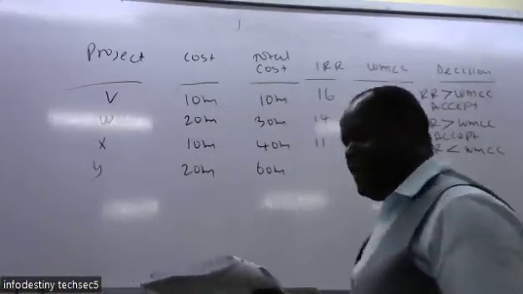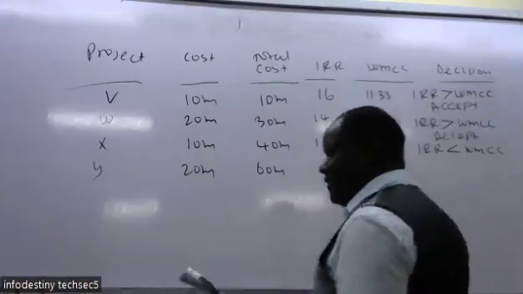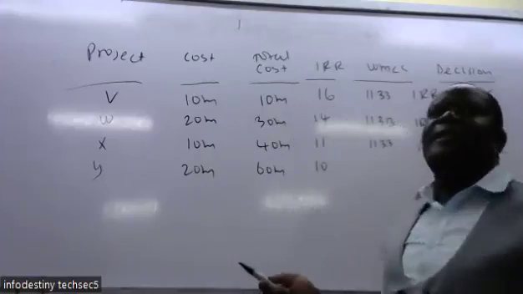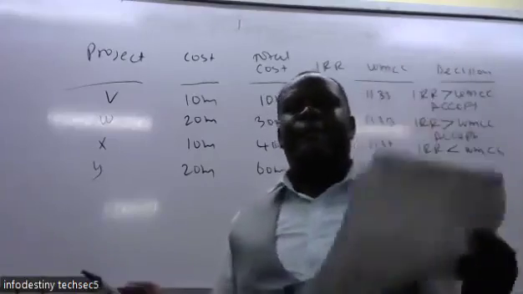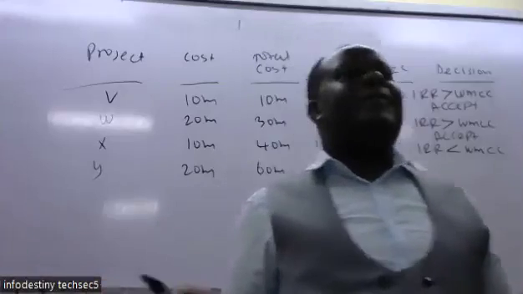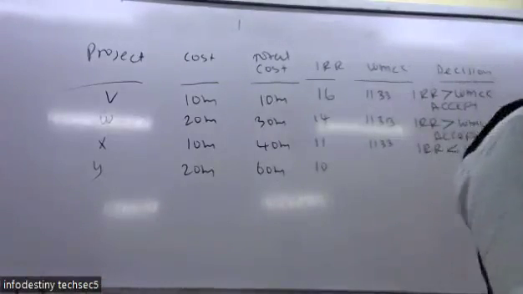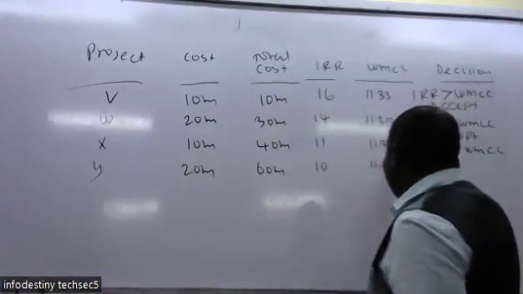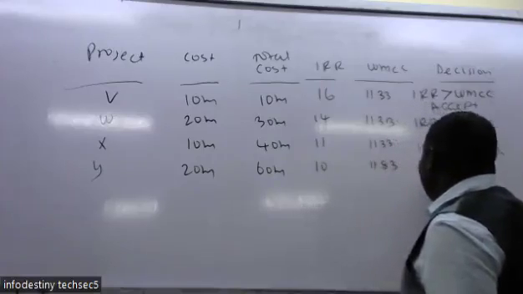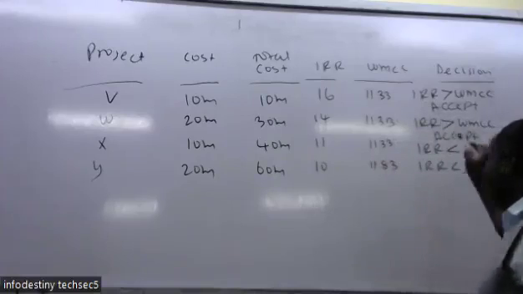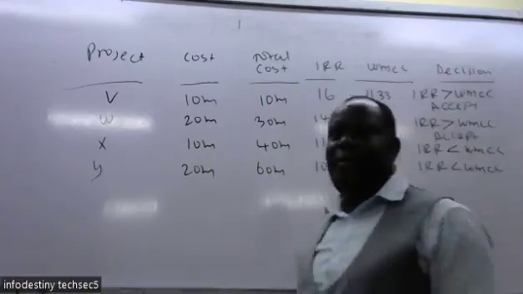So IRR, you are given what percent? So 60 million is above 40 to 70, isn't it? What was the WMCC when it was above 40 to 70? 11.8. So even that one is obviously rejected. IRR is less than WMCC. So that one is also rejected.